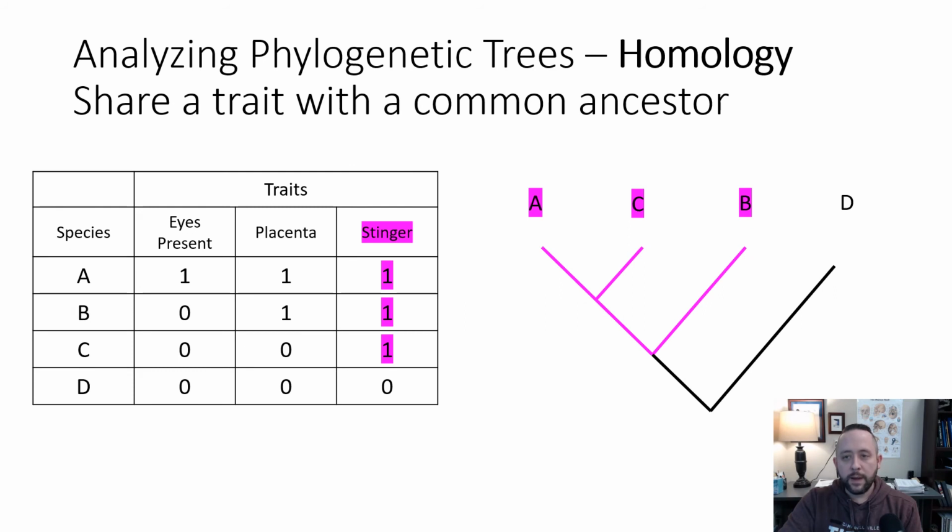So homology would be that these species share a common ancestor. I've got an example here. I made this matrix and this tree, and I hope it's correct. Since these three, A, B, and C, share the stinger trait, we can say that they are all related with one common ancestor. And then D would not be; they would have later evolved that stinger apart from species D. There would be an ancestor right here at this point.